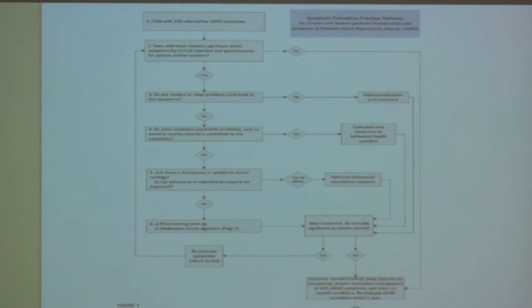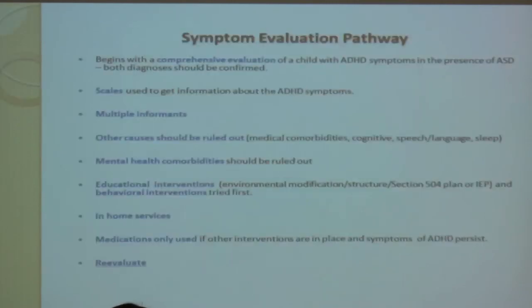So this is the practice pathway. If you look through the article, this was for the symptom evaluation, and I've covered most of what's described in it. Basically it begins with a comprehensive evaluation of the child. The important thing is that the diagnosis should be confirmed. If you're taking a child to a provider, you need to make sure the child actually has autism spectrum disorder before we say these ADHD symptoms are occurring in the context of autism.